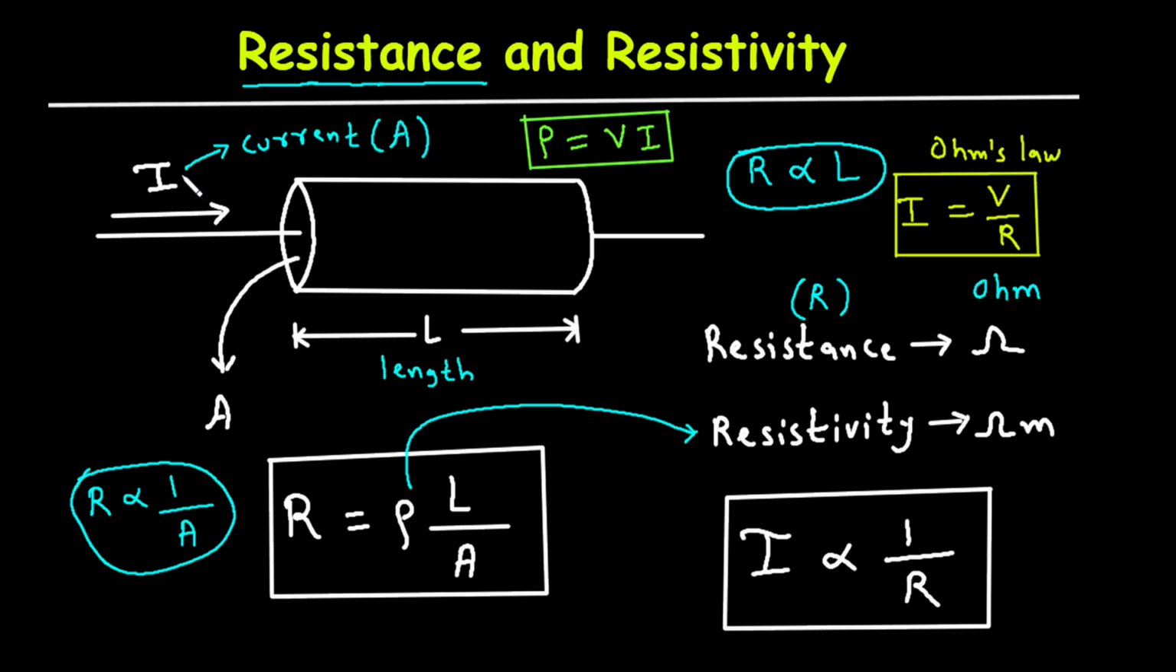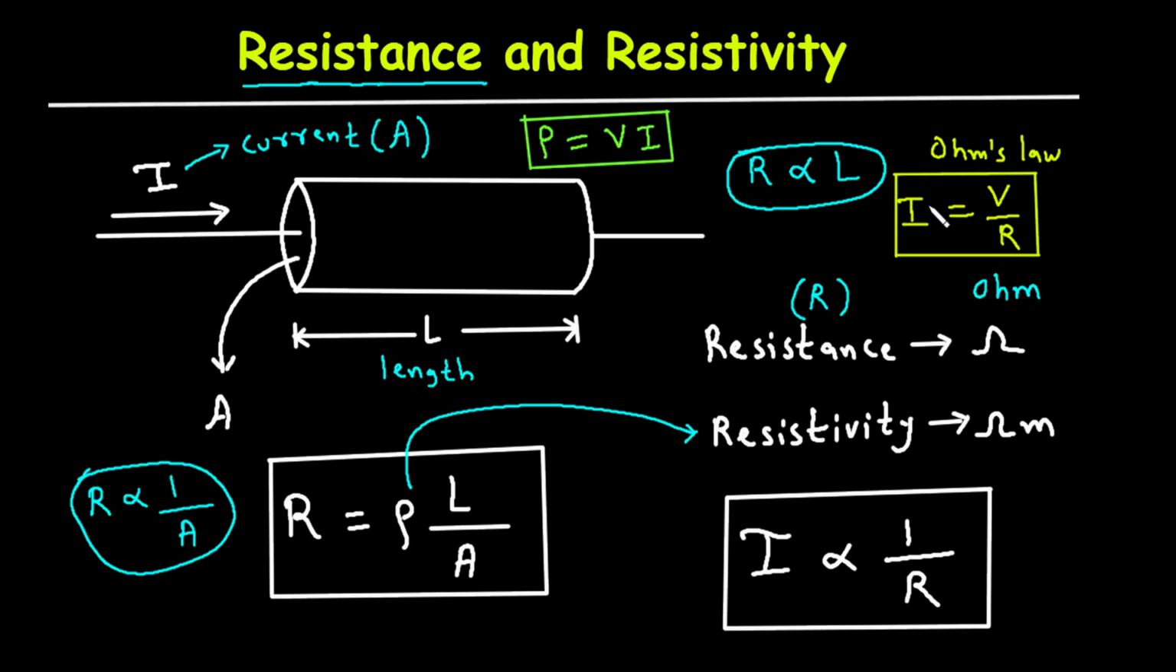Ohm's law. Ohm's law is a fundamental principle in electrical engineering. It states that the current I flowing through a conductor between 2 points is directly proportional to the voltage V across those 2 points and inversely proportional to the resistance R of the conductor. The formula is I equals V divided by R. This means if you increase the voltage, the current increases. If you increase the resistance, the current decreases.